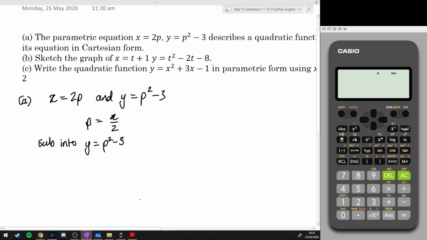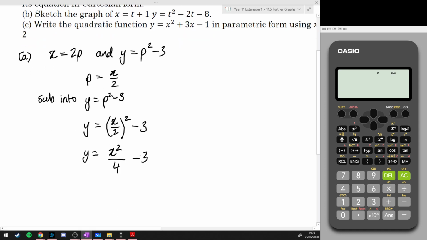Remind me never to do this one again. Y is equal to p squared minus 3, so that becomes x over 2. Substitute into there, so x over 2 squared minus 3. So y is going to become x squared on 4 minus 3, just like that. So that's our Cartesian equation for that one. So nice and easy.